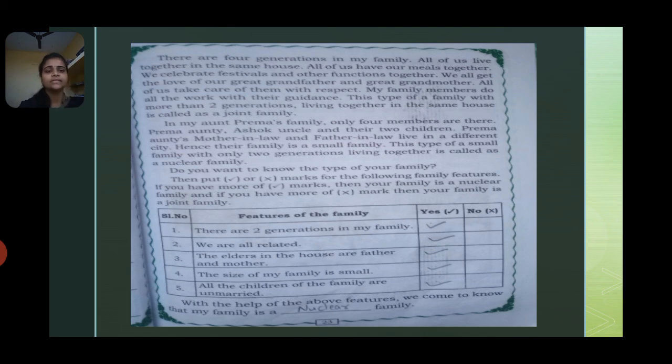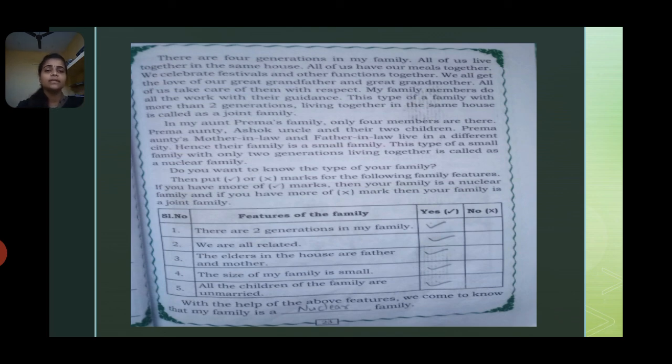In the same way, we are family members, so definitely we will be related to one another. So you have to put a tick mark. The elders in the house are father and mother, so put the tick mark. If 3 generations are there in your family, then no will come. Who will be the head of the family? Grandparents. In that way you have to think. How many generations are there in your family? Tick in front of that.